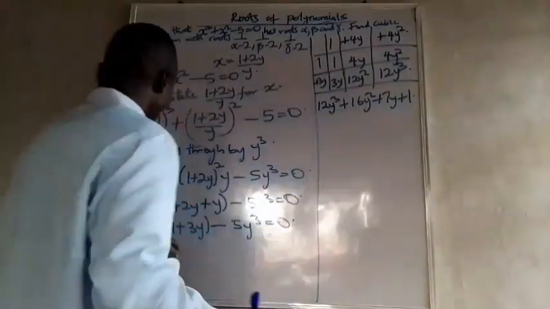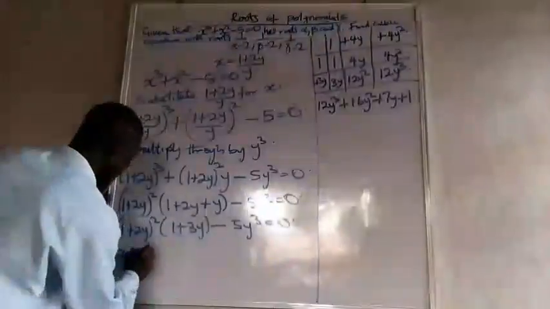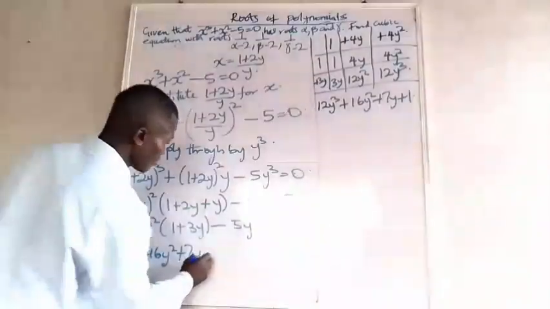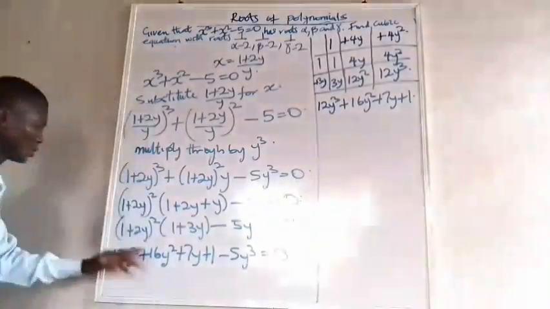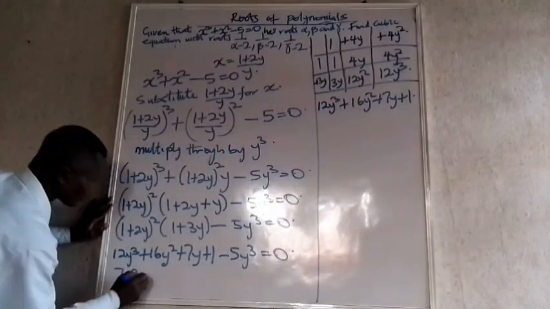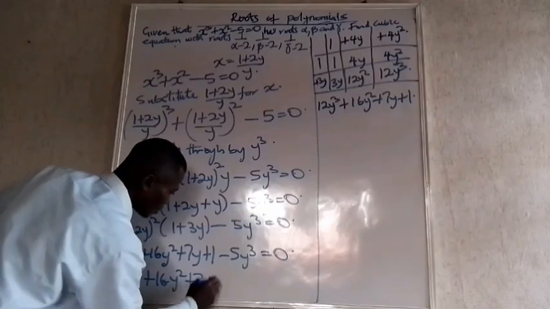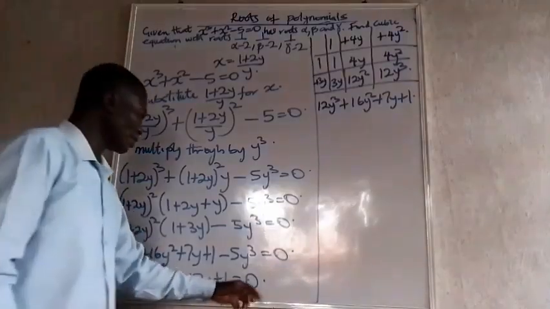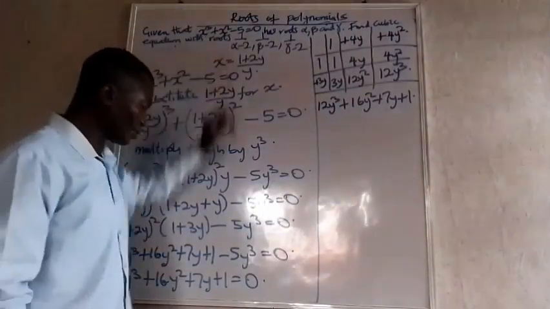So I now use this in this place. I'm going to have 12y cubed plus 16y squared plus 7y plus 1 minus 5y cubed equal to 0. So I have 7y cubed plus 16y squared plus 7y plus 1 equals 0. So this is the required equation with this as the root.